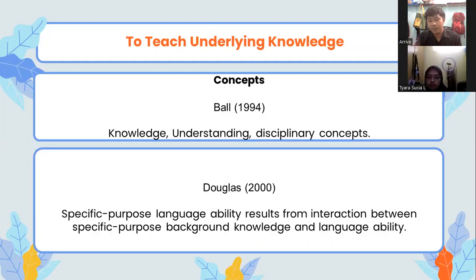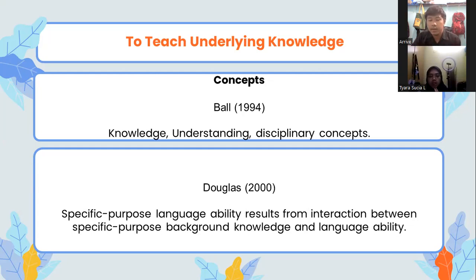And also, the last topic that I brought here is to teach underlying knowledge. Here, I'm going to explain that the use of a second or foreign language for workplace or study purposes requires not only linguistic proficiency and knowledge, but also knowledge and understanding of work-related and disciplinary concepts. I'm highlighting the disciplinary concept right here because, like I've mentioned before, it's not only about linguistics or languages, but also about disciplinary concepts and the knowledge itself.